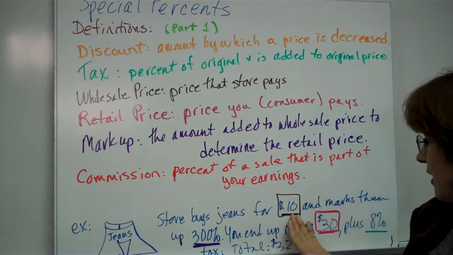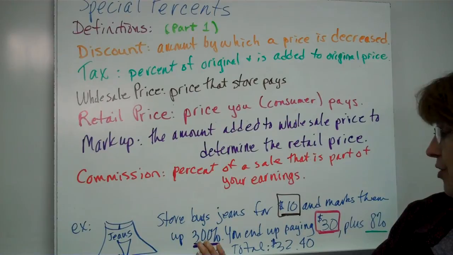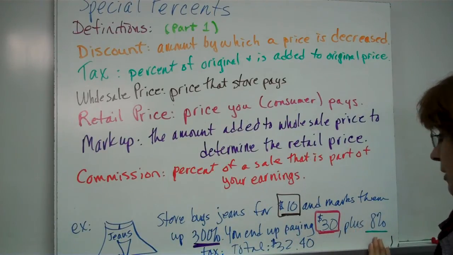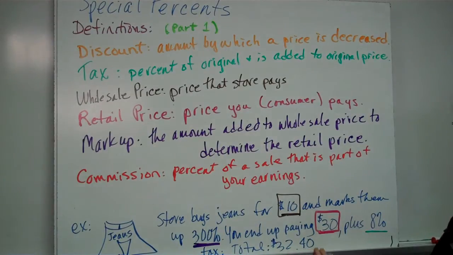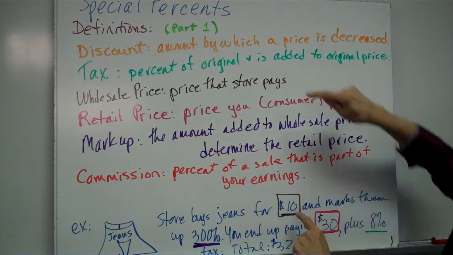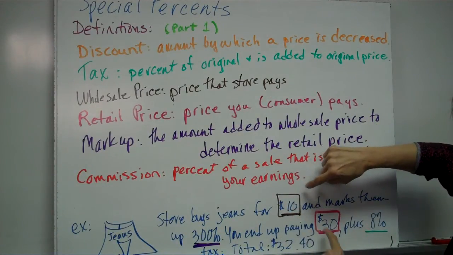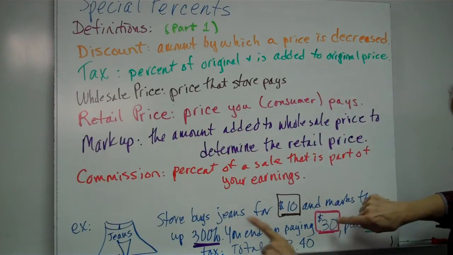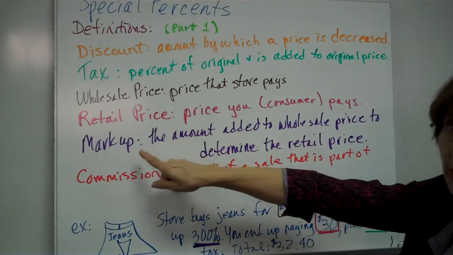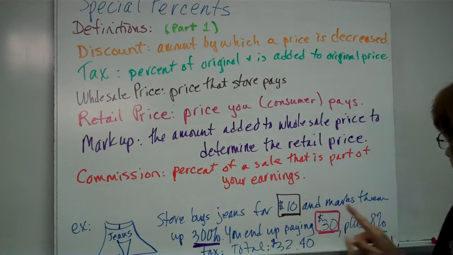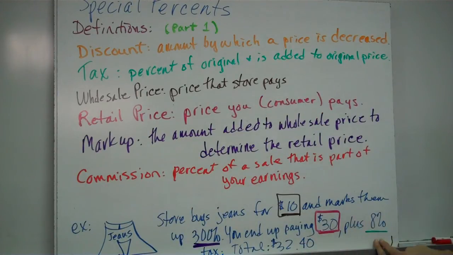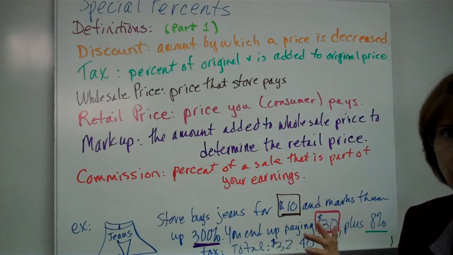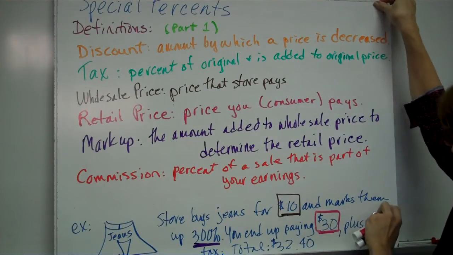For example, if a store buys a pair of jeans for $10 and they mark them up 300%, you end up paying $30 plus 8% tax, so the total is $32.40. I tried to color code it here. The $10 is the wholesale price, it's in brown. $30 is the retail price, that's what you had to pay for it. But then the markup usually is a rate, so that was 300%. The tax is usually a rate, the green, that was 8%. And then your total was $32.40.